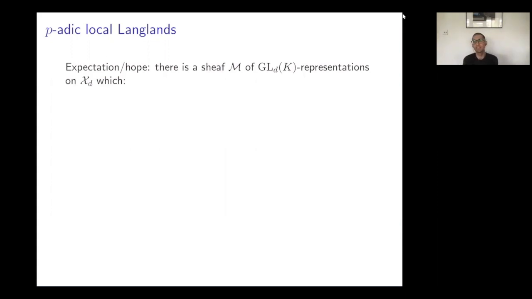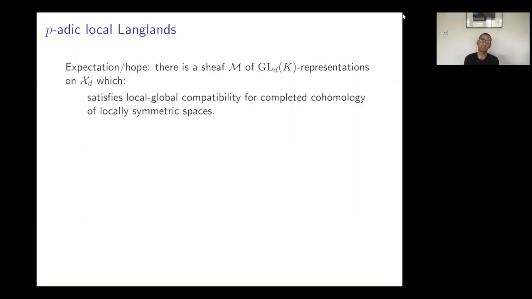So the expectation is that on our stack X_d of d-dimensional representations of the absolute Galois group of K, there should be some universal sheaf of representations of the group GL_d(K), and it should do the following things. First, there should be some kind of local-global compatibility. If you look at a point of our stack, a local Galois representation, and that local representation comes from a global situation, then I expect this sheaf of representations to correspond to the global completed cohomology of whatever locally symmetric space this global Galois representation corresponds to automorphic forms on.